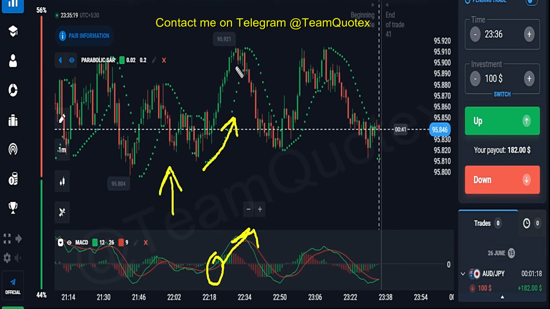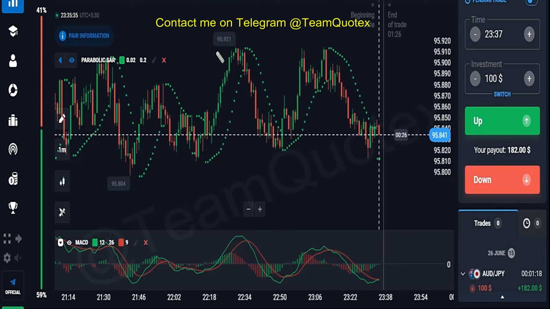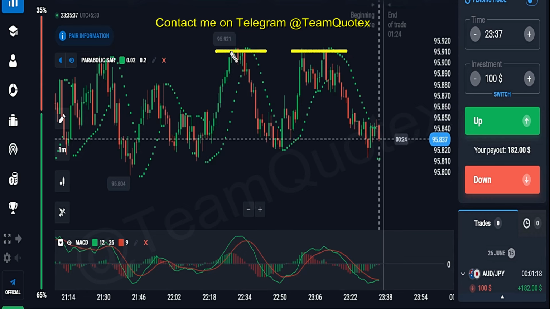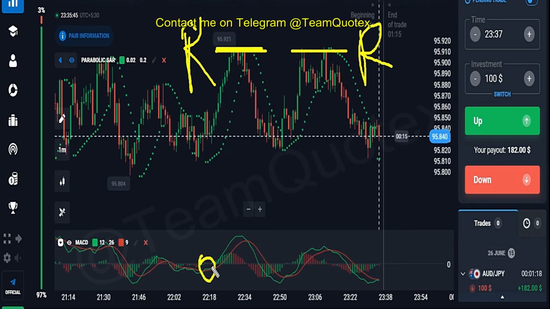But while placing a trade in up direction, you need to watch on your chart if any resistance level is there. If any resistance level is existing, then you should avoid your up trade. So now this is your first resistance, this is your second resistance. What I am going to teach you now: here you can see market is going up as per the MACD, and on the chart market is going up.